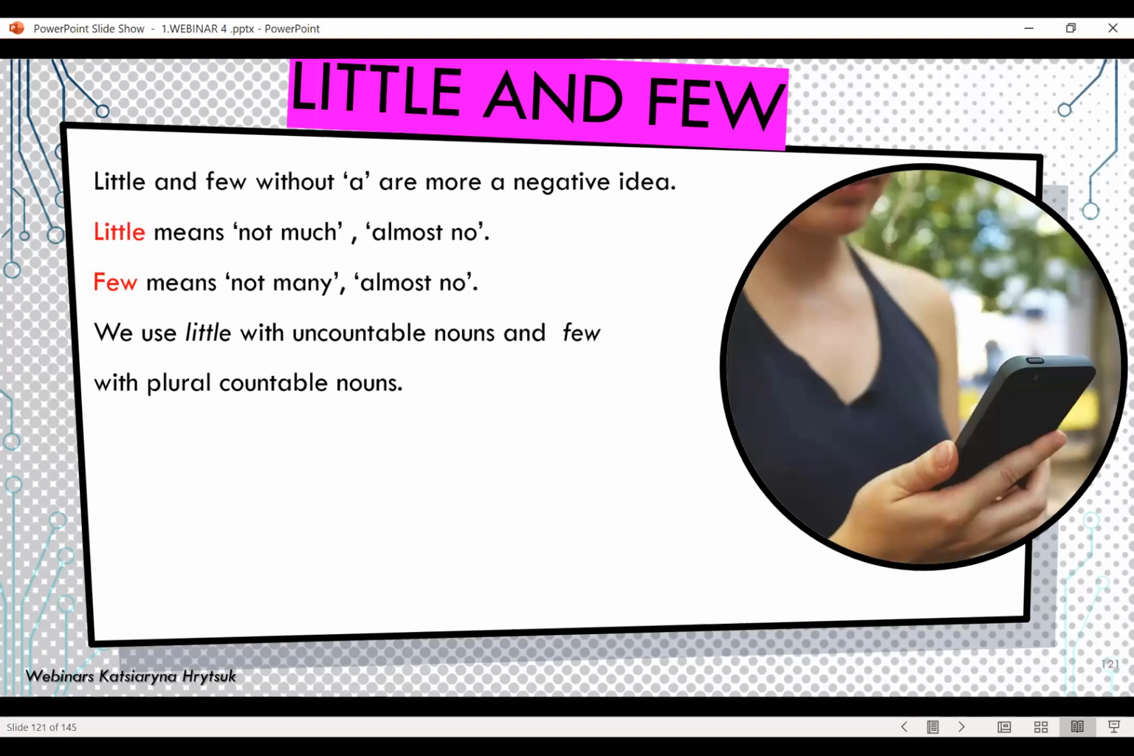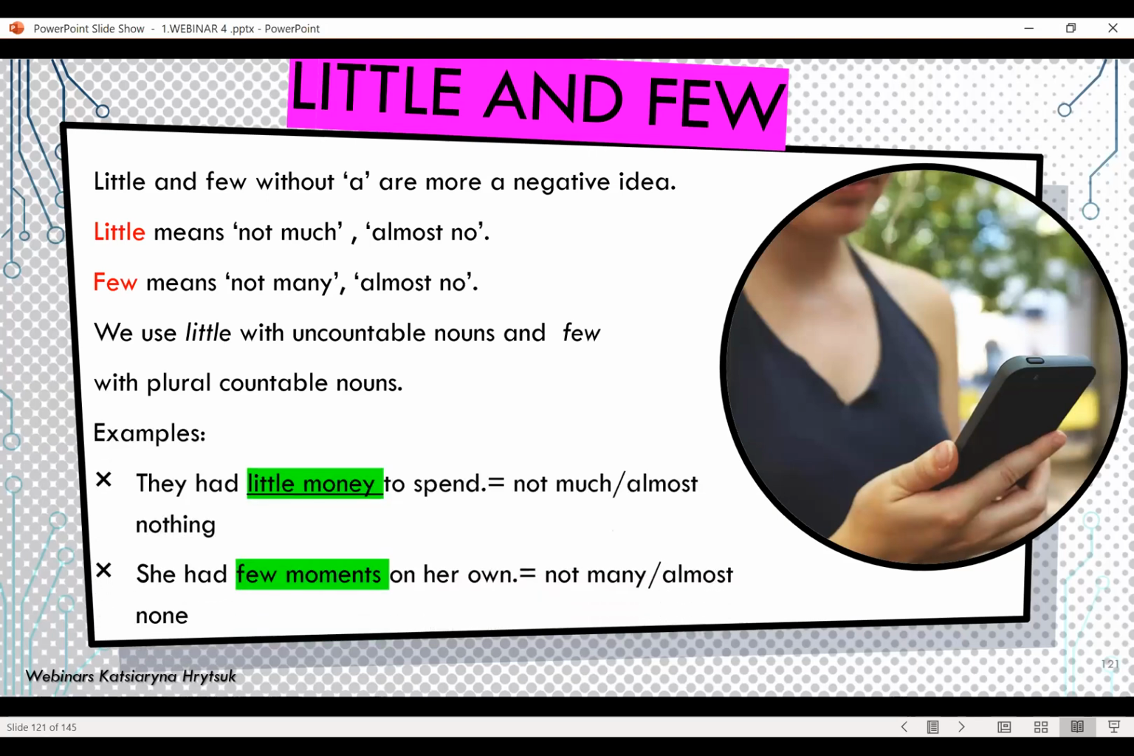Little and few without a give a negative idea. Little means not much, almost zero. The same with few: not many, almost nothing. We use little again with uncountable nouns, and a few with plural countable nouns. Example: they had little money to spend. It means they almost didn't have any money. They had few moments on her own. They almost didn't have any moments.